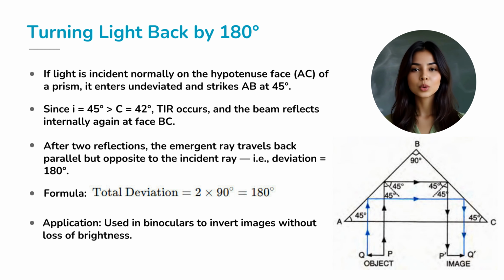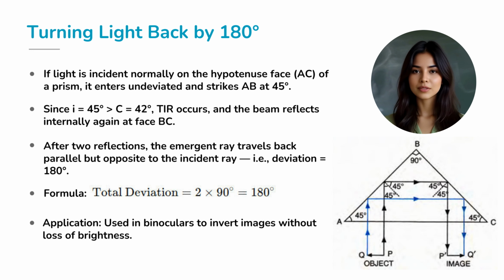But prisms can do more. If a ray of light enters normally on the hypotenuse AC, it passes undeviated inside. Then it strikes face AB at about 45 degrees. Since 45 is greater than the critical angle, TIR occurs. The ray reflects again at face BC. After two total internal reflections, the ray emerges parallel to its original direction, but exactly opposite. In other words, the deviation is 180 degrees.